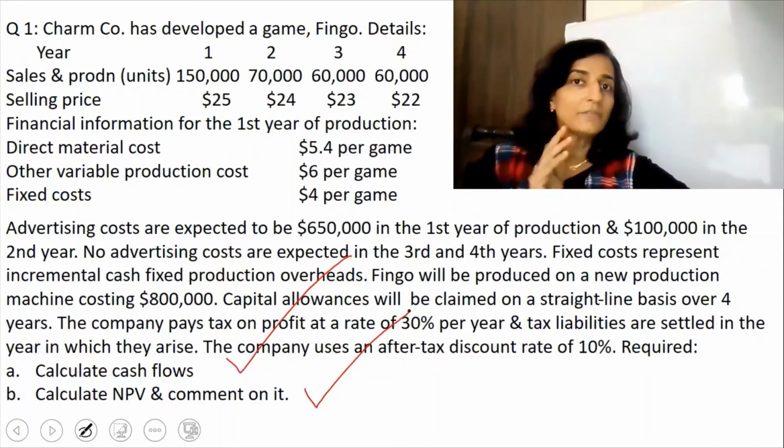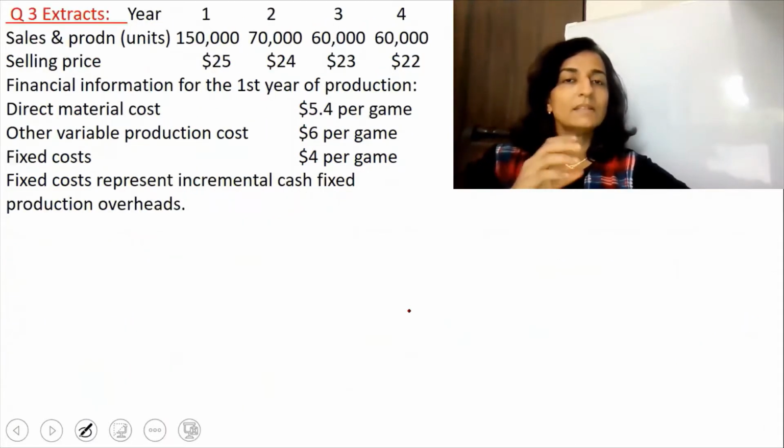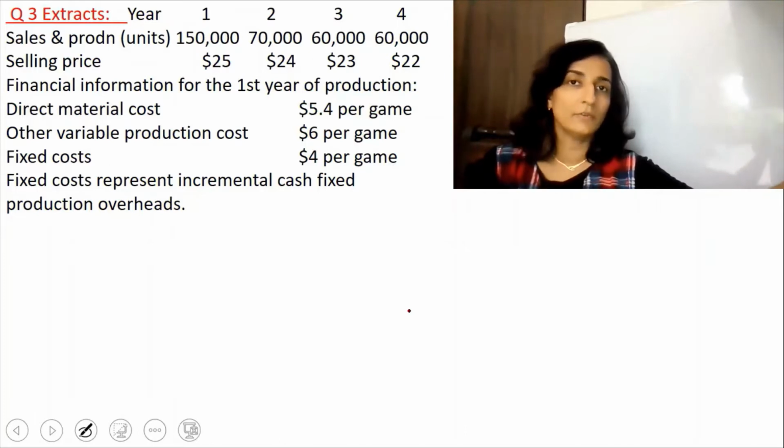So first we have to calculate the cash flows. Only then can we calculate the NPV. So first we will go to point A, that is cash flows. These are the question extracts. I have copied it into this slide so that it will be easier for you to compare it with the answer when I am working it out.